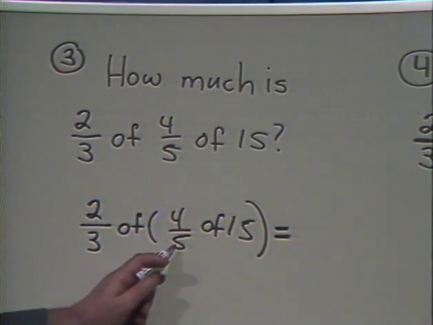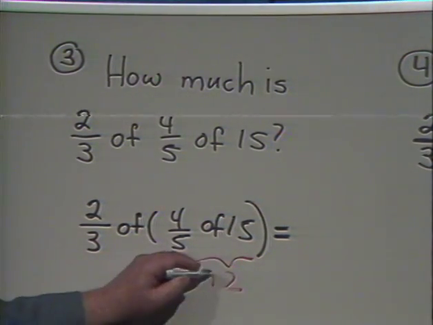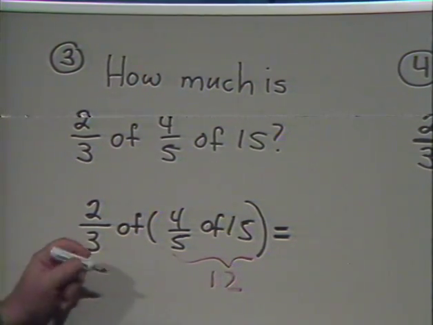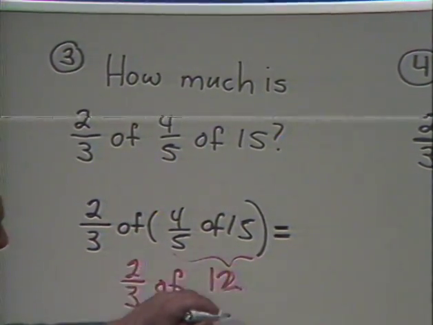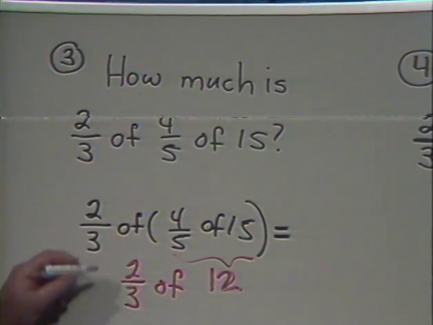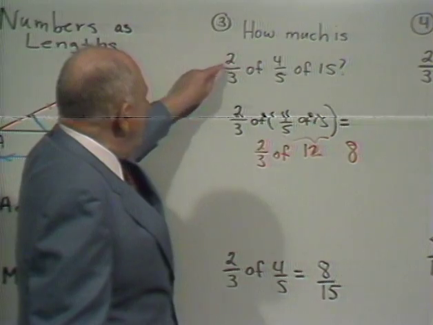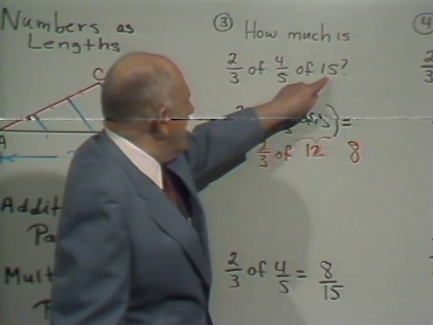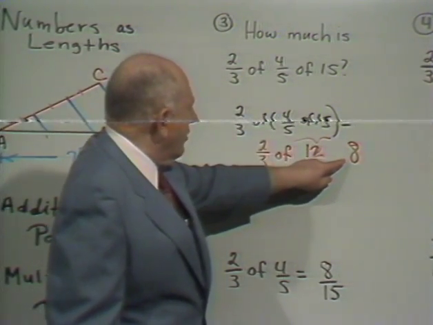15 divided by 5 is 3. 3 times 4 is 12. Now what am I going to do? I'm taking 2/3 of the 12. 12 divided by 3 is 4. 4 times 2 is 8. In other words, to take 2/3 of 4/5 of 15, 4/5 of 15 is 12, and 2/3 of 12 is 8.